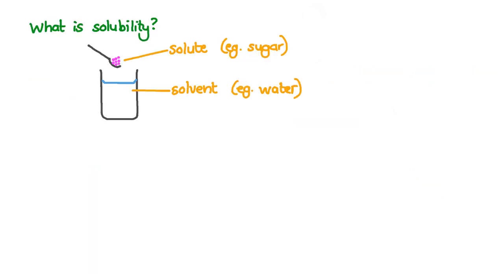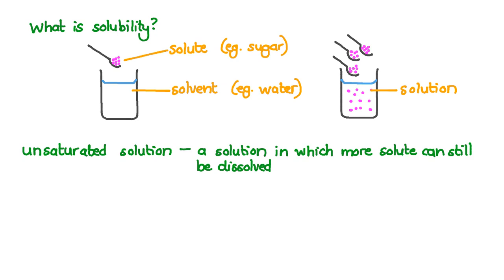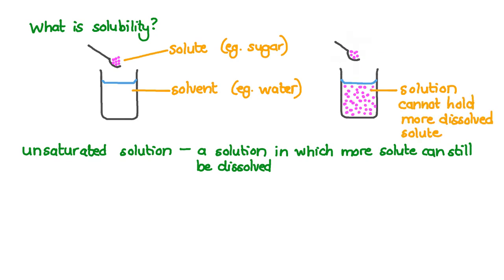When a solute such as sugar dissolves in a solvent such as water, a solution of dissolved solute is formed. If more solute can be dissolved, we say the solution is unsaturated. If more and more solute is added and dissolved, the solution will become more and more concentrated. A point will be reached where the solution cannot hold more dissolved solute. The solution is so concentrated that it contains the maximum amount of dissolved solute. We say the solution has become saturated.